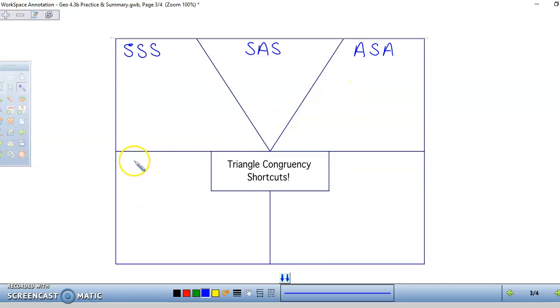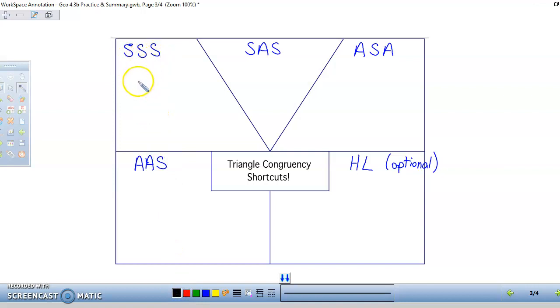The fourth one is angle, angle, side. Now you sometimes see that as side, angle, angle. That is the same thing. And then the last one, which was optional, is called HL. Let me write that one is optional, so you don't actually have to know that one. This is just extra information. Okay, so let's start going through some pictures.